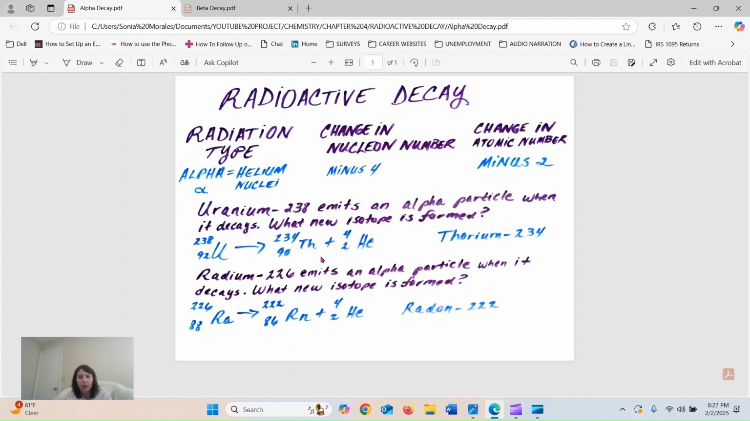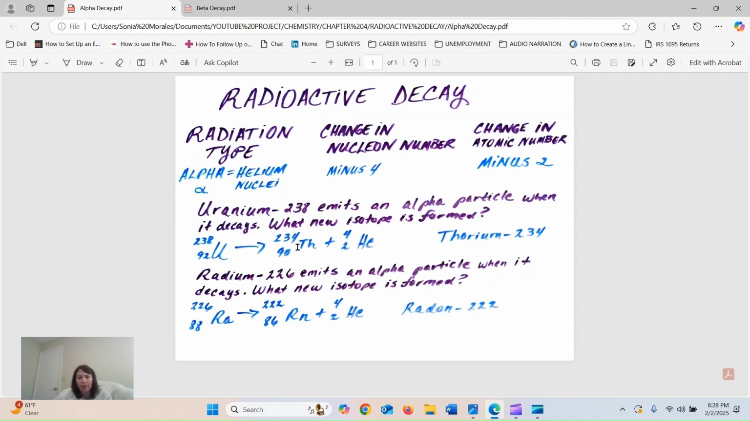Then you add it to it. How do you come up with this right here? Well, the change in nucleon number is -4, which we've already discussed. So this top number is the nucleon number, 238. Subtract off 4 and you get 234. And then the change in atomic number in this case is, okay, here's 92. You're going to subtract off 2. So that gives you 90.